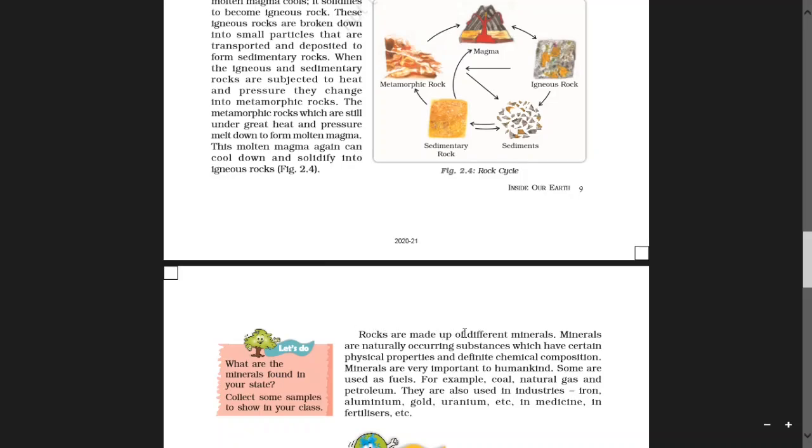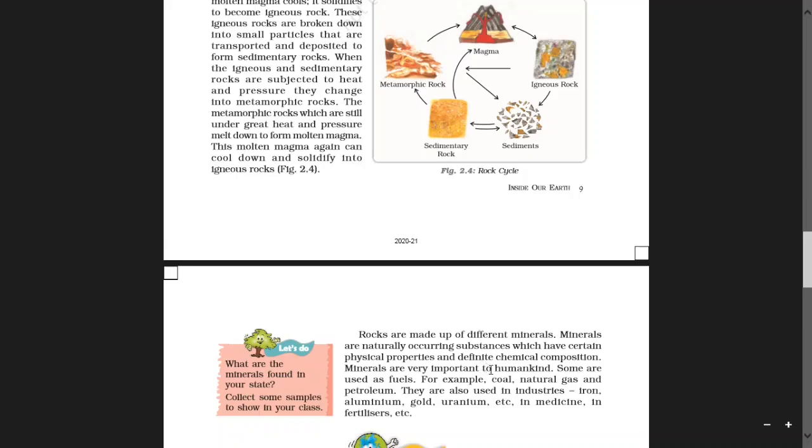Rocks are made up of different minerals. Minerals are naturally occurring substances which have certain physical properties and a definite chemical composition.